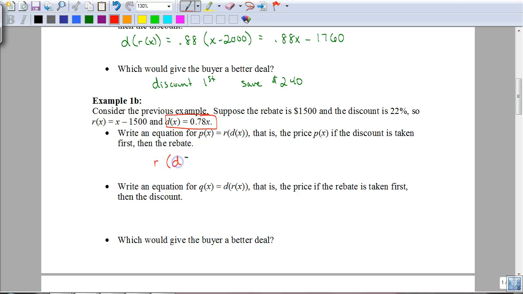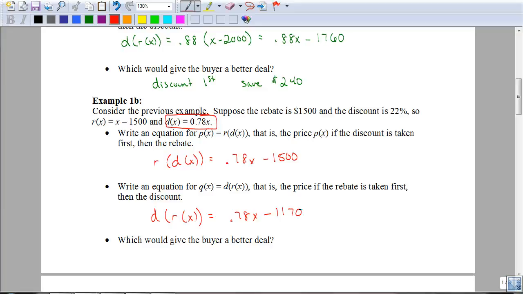R following d of x ends up being 0.78x minus 1,500. For the second part, for d following r of x, where the rebate is taken first, after distributing, you should get 0.78x minus 1,170. And if you have the question of, do you have to distribute? Yes, you always want to distribute to simplify your equation.